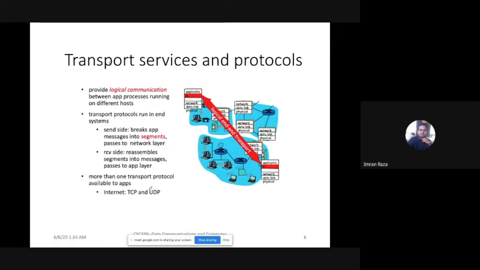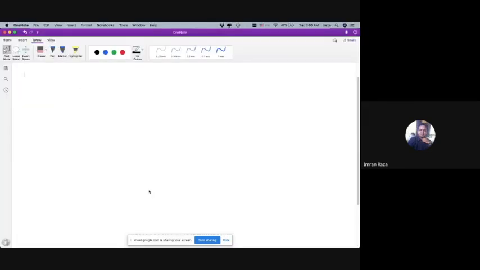So let's try to elaborate these points with the help of a scenario. Okay, so let's assume that we want to make communication possible between two machines.